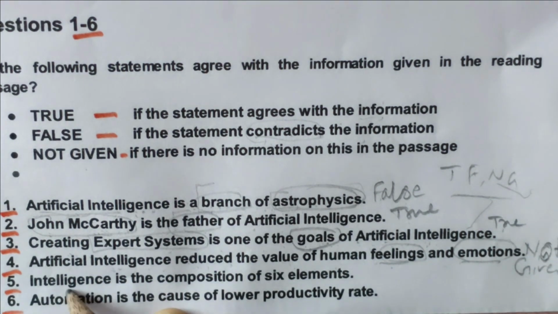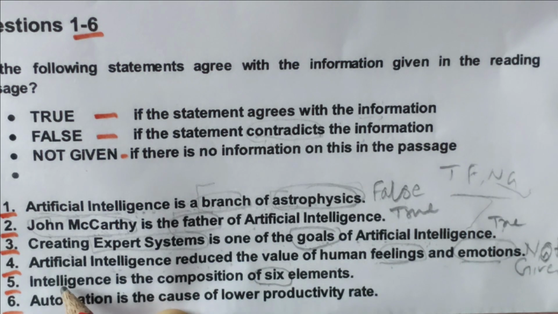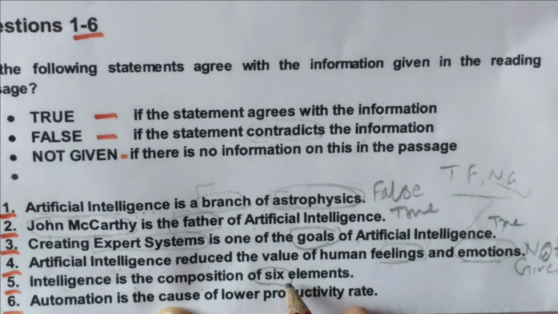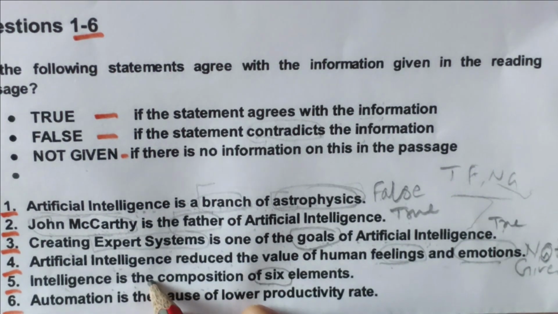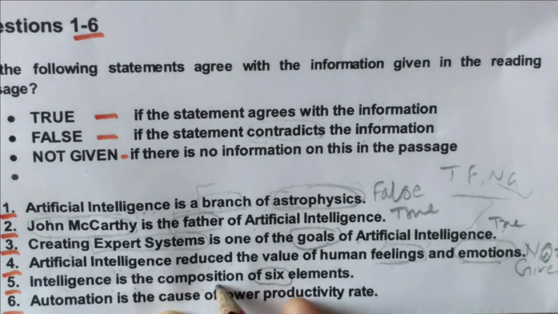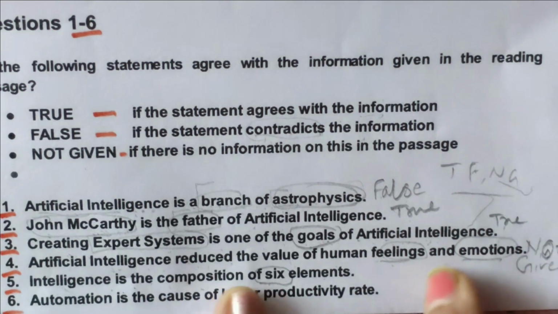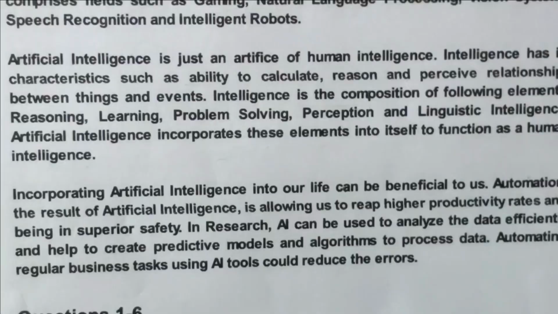Next one is intelligence is the composition of 6 elements. If intelligence is the composition, means mix of 6 elements, then true. And if the composition of 5 elements or fewer elements, then it is false. And if they are not talking whether intelligence has components, composition of these elements, then it is not given. Okay, elements, 6 elements.